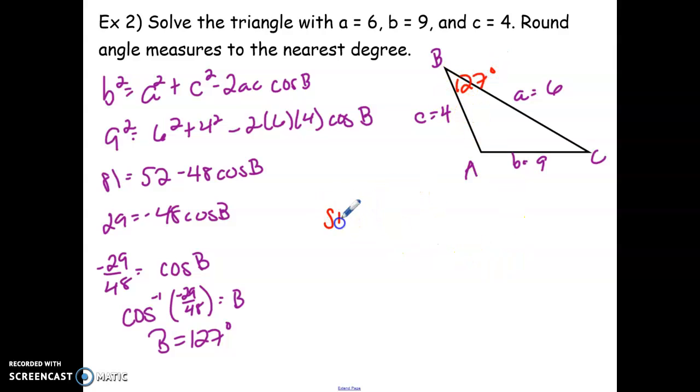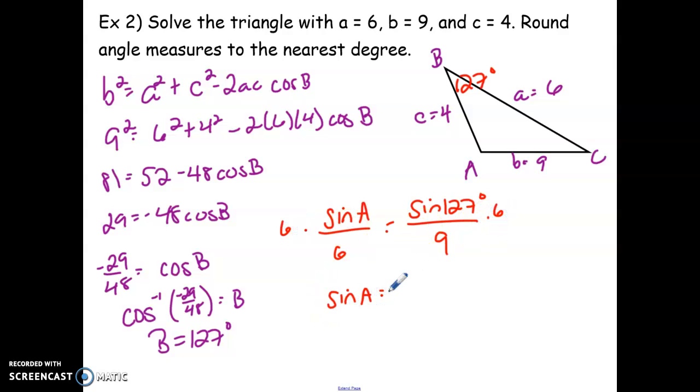Okay, so sine of A over 6 equals sine of 127 over 9, multiply by 6 on both sides, and type that in your calculator to get sine of A equals 0.532, and then do inverse sine of both sides to get that A is 32 degrees. Add those two together to get 159 and subtract from 180 to get 21 degrees.